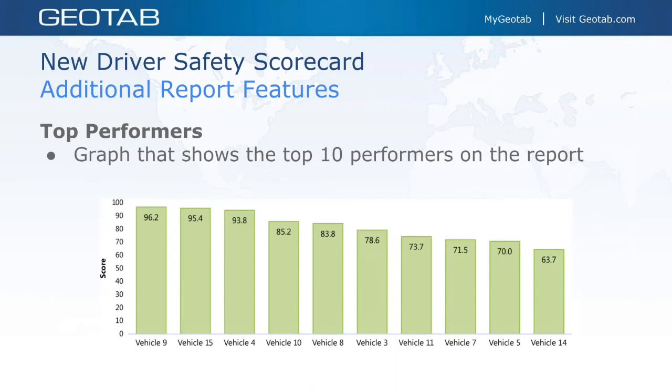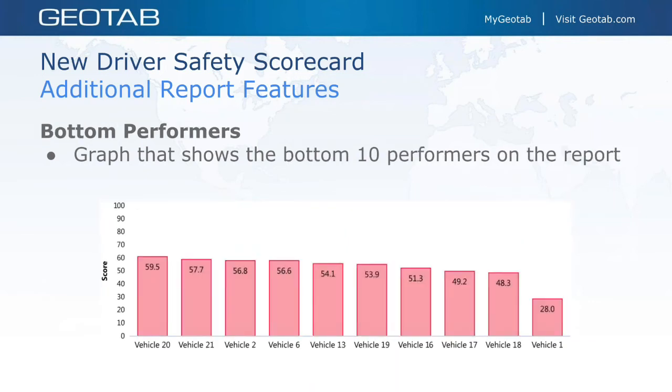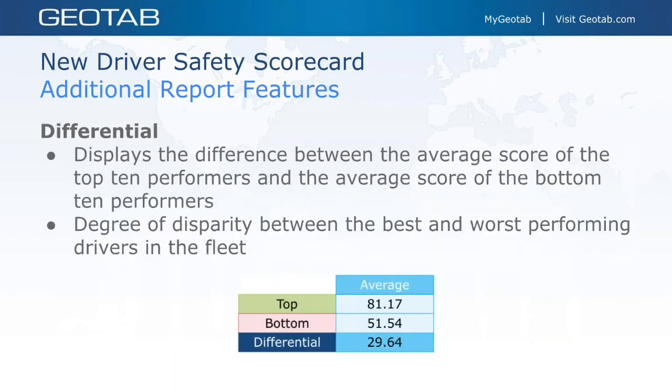The report also highlights the top 10 performers, so your top 10 vehicles or your top 10 drivers. You also have your bottom 10 vehicles or drivers displayed as well. Also included is the differential, which displays the difference between the average score of the top 10 and the average score of the bottom 10. We give you this information because this is hopefully going to provide some insight as to how to apply coaching. Maybe the differential isn't that big between your top and your bottom performers, in which case you can maybe use the same coaching for everyone. If there is a big difference, then you may have to come up with some different methods.